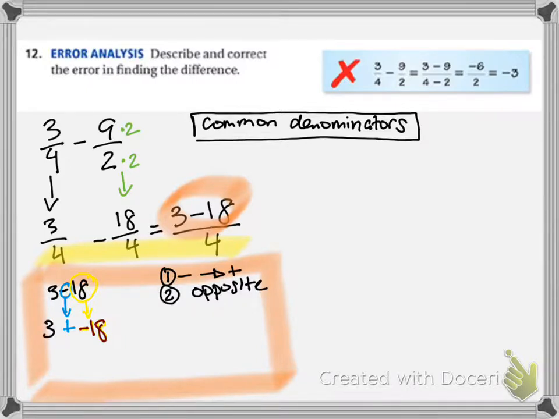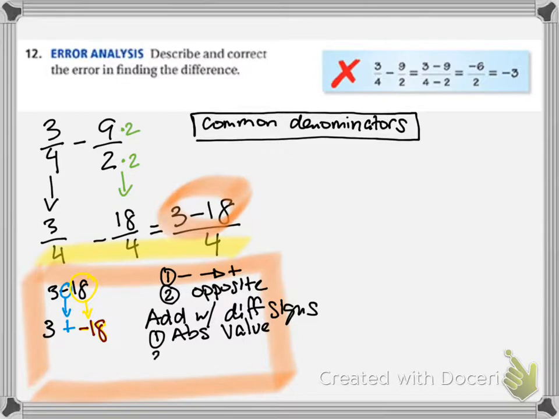So now we do addition with different signs. And the way that we do that is we find the absolute value. We do big minus small. And then we use bigger sign. Okay, let's see if I can cram all of that in this little space.